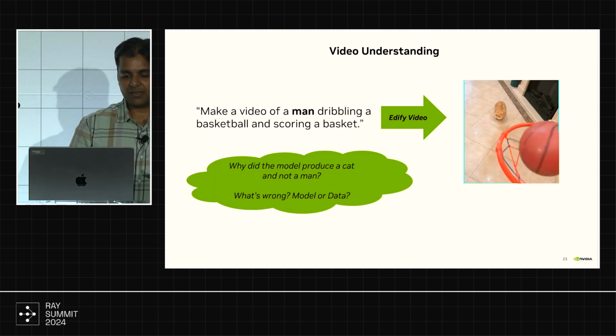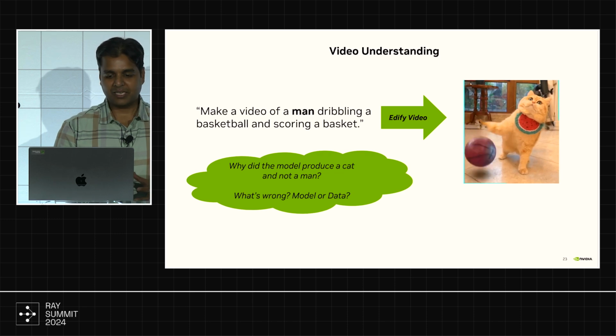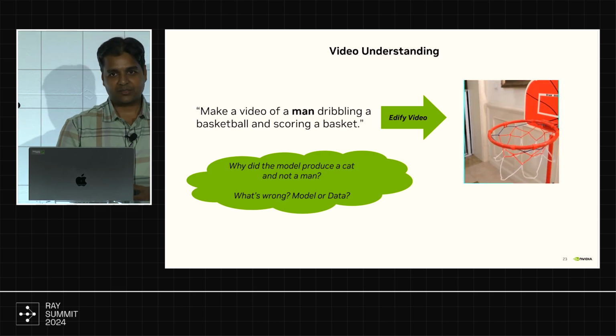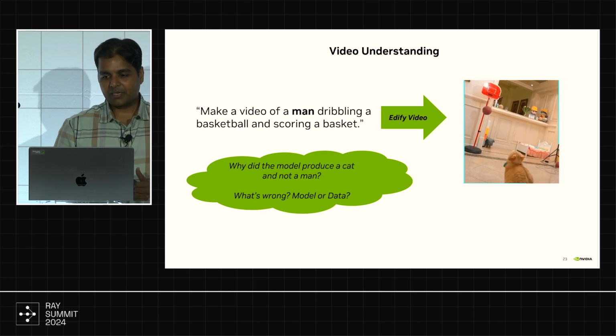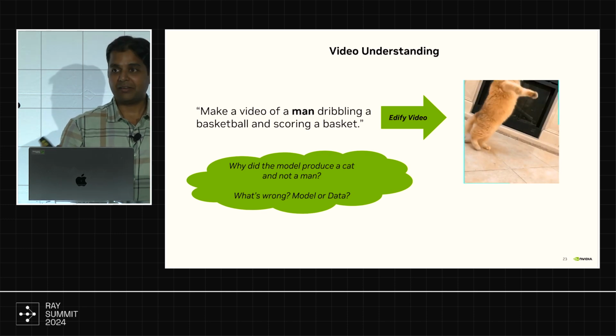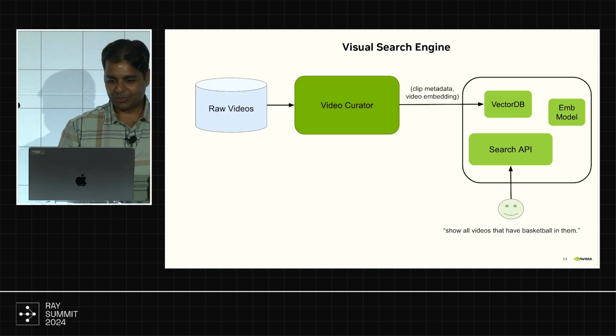So the puzzle we have is, why did the model produce a cat and not a man, right? Very puzzling. Is the model wrong or the data wrong? Let's go and understand that. So first thing is, this is an easier example, but let's see if we have videos of man in our data set. We have videos of man playing basketball, right?